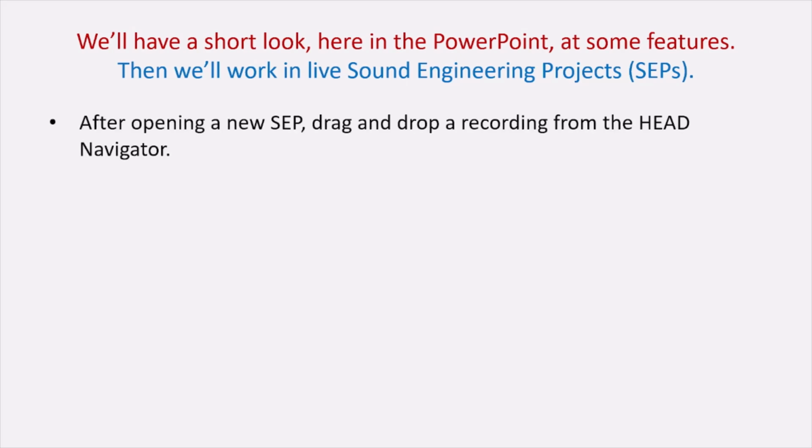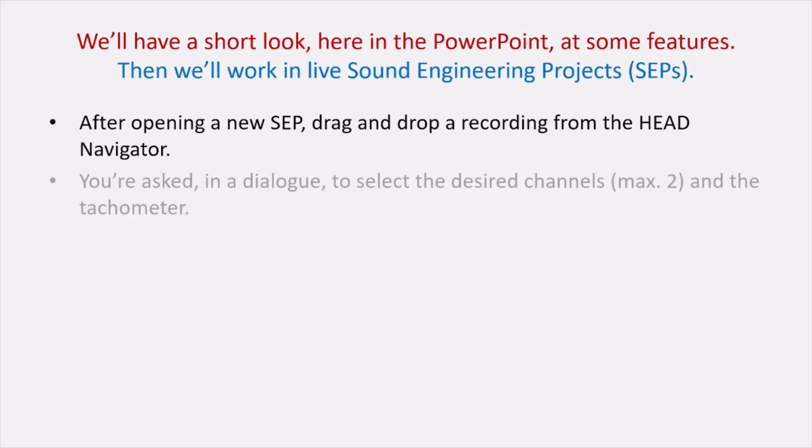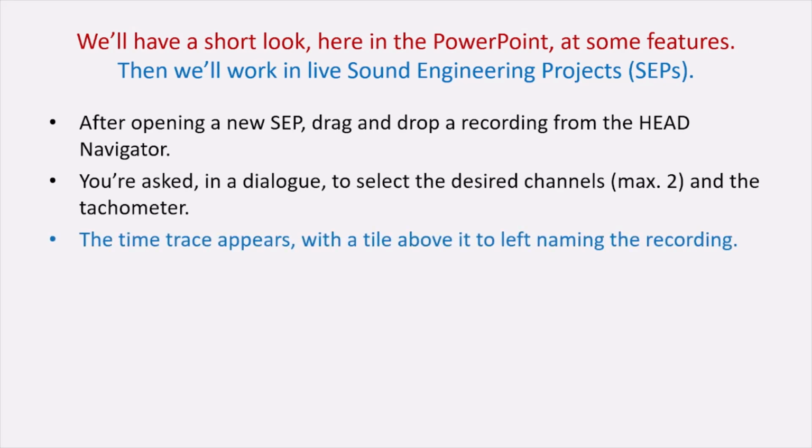So after you open a new sound engineering project, simply drag and drop a recording from the head navigator. Then you're asked in the dialog to select the 1 or 2 channels maximum that you want, and the tachometer, if there is a tachometer. Which one, if there's more than one. The time trace then appears with a tile above it that names the recording.